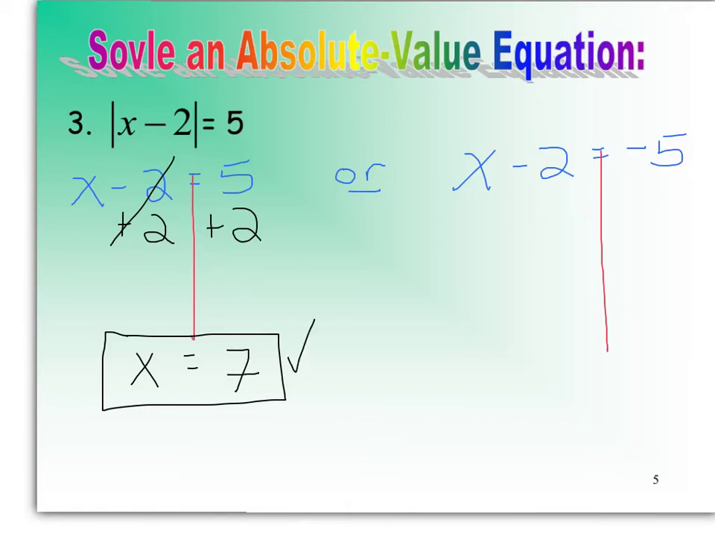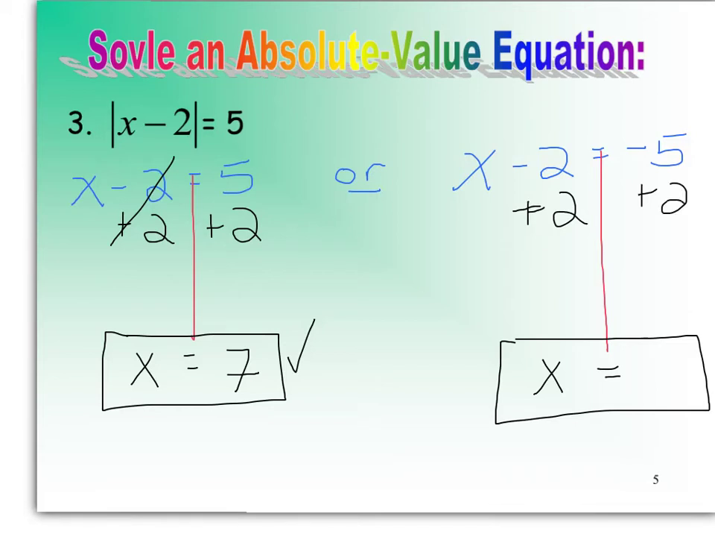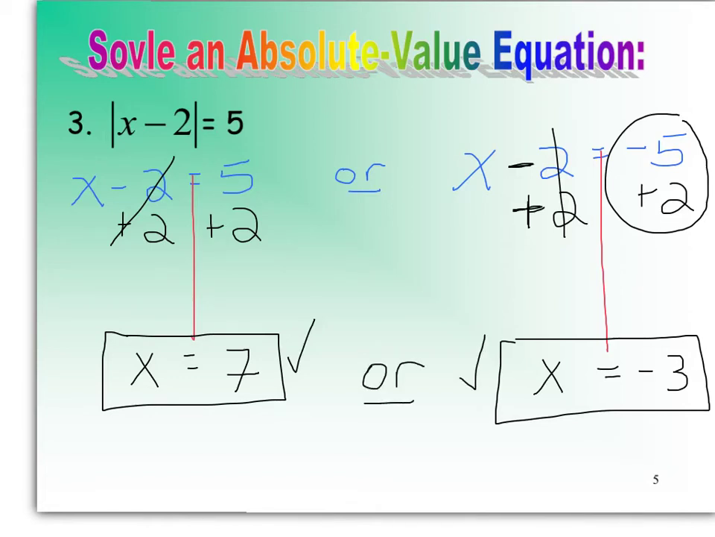And we come over here to the second equation. Again, we need to isolate the variable. The way that we're going to solve is exactly like the first one, but our solution will be different because now we have a -5 on the right. So -2, add the opposite, we do +2, cancel out. -5 plus 2 is -3. So the two solutions that we have for this absolute value equation are x equals 7 or x equals -3.